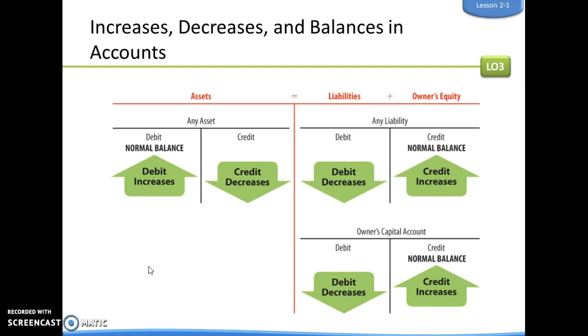Michael? So if it's on the left side of the equation, it increases on the left. If it's on the right side of the equation, it increases on the right. Yep. I was going to say, unless, yeah, we'll get to that later in the chapter. That's a little confusing at first, but then you'll figure out that it's not too bad.